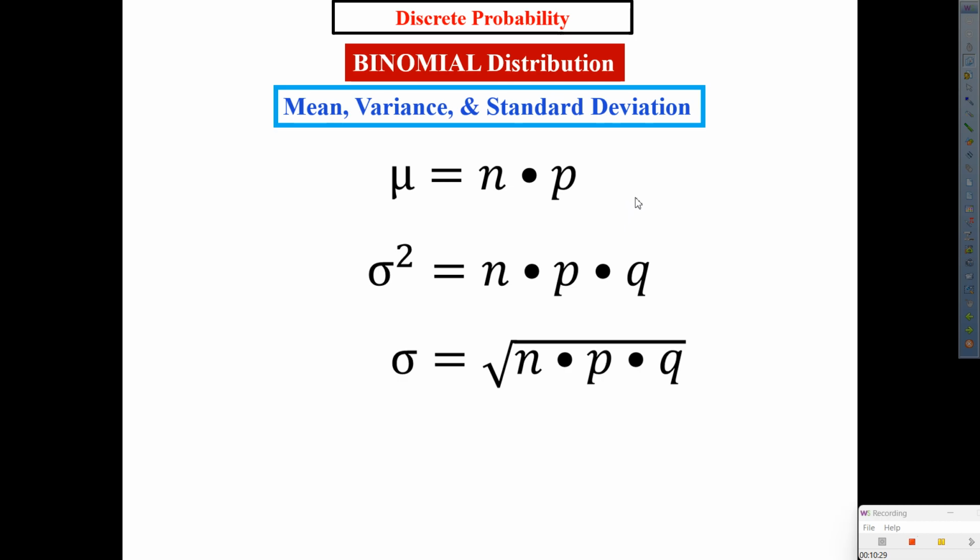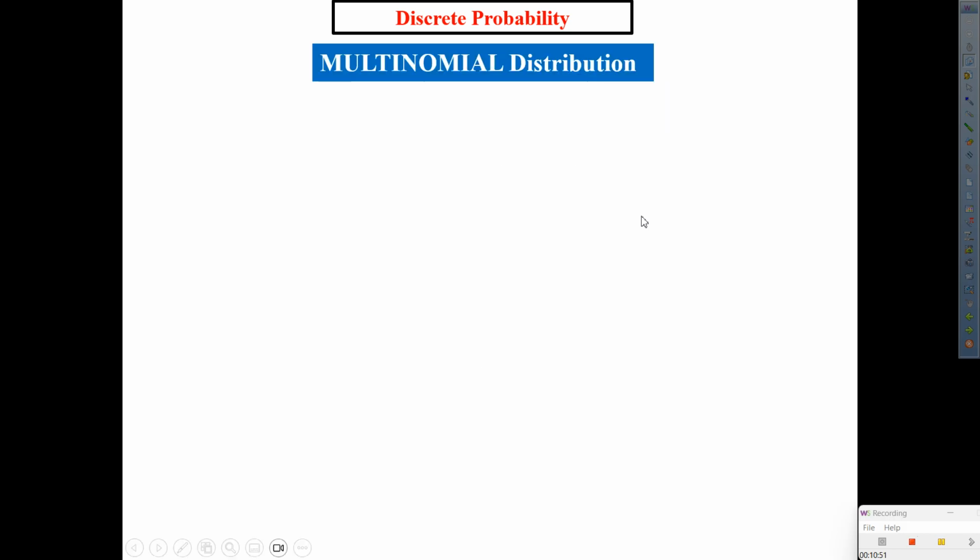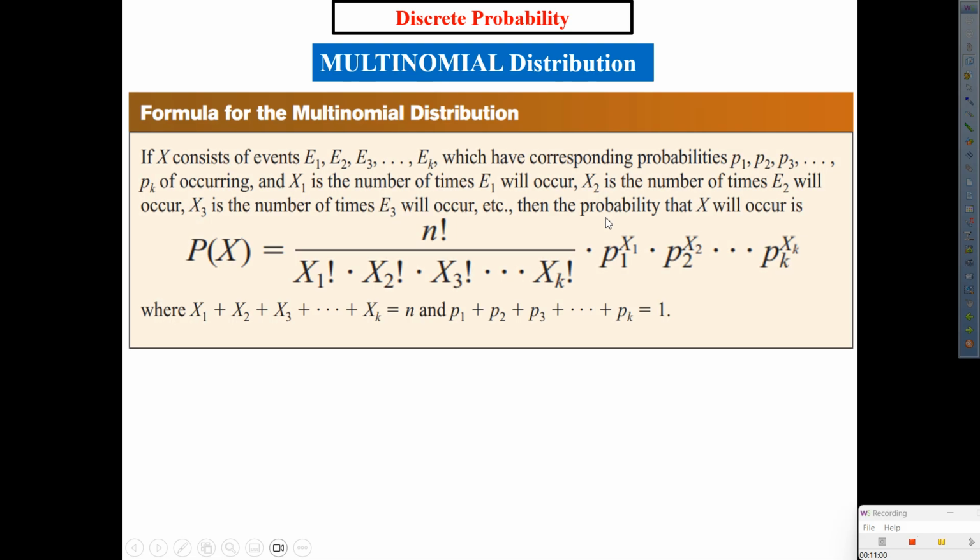However, Mr. Q, is there anything else other than binomial distributions? Well, binomial is only two. What if we have more answers? Well, that's called what? Multinomial distribution. So on your paper, write multinomial distribution and copy the formula, please.